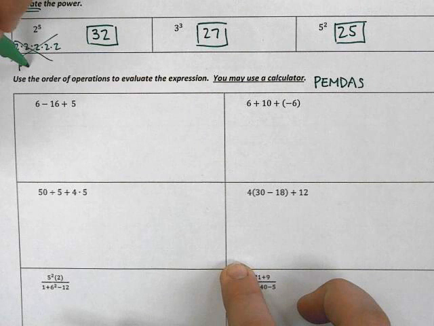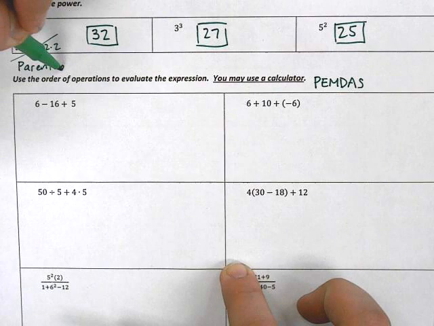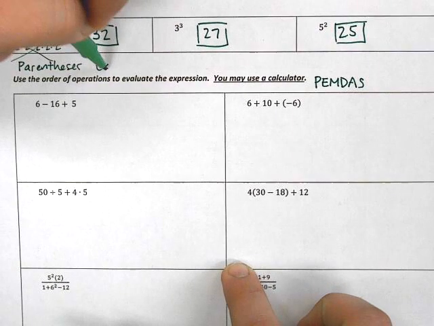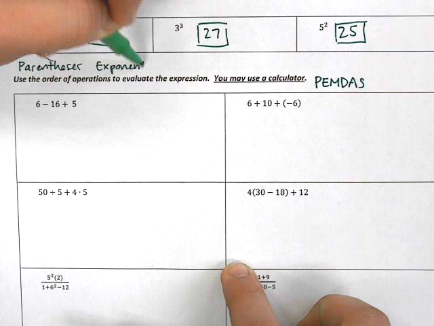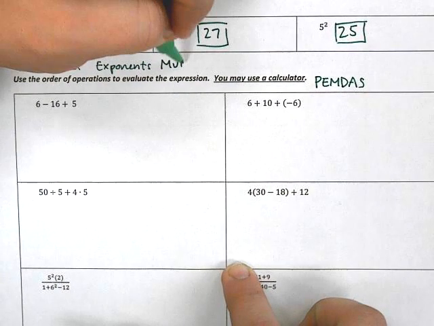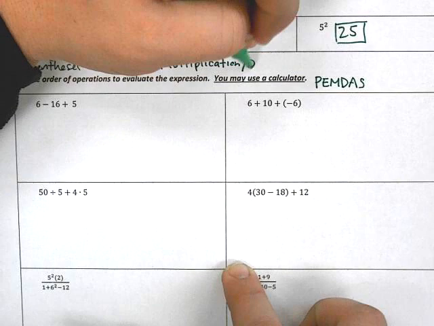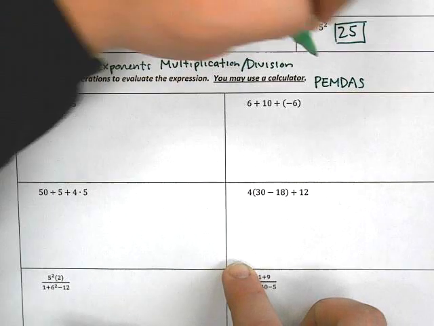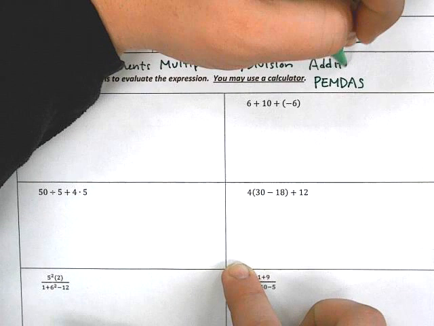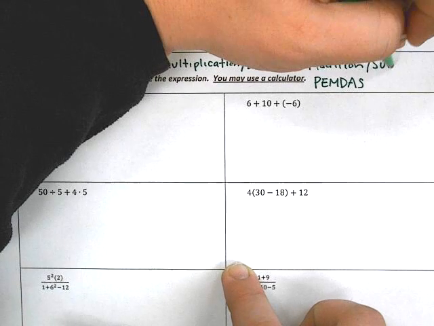So it's parentheses and exponents, and it's multiplication / division, and it's addition / subtraction.